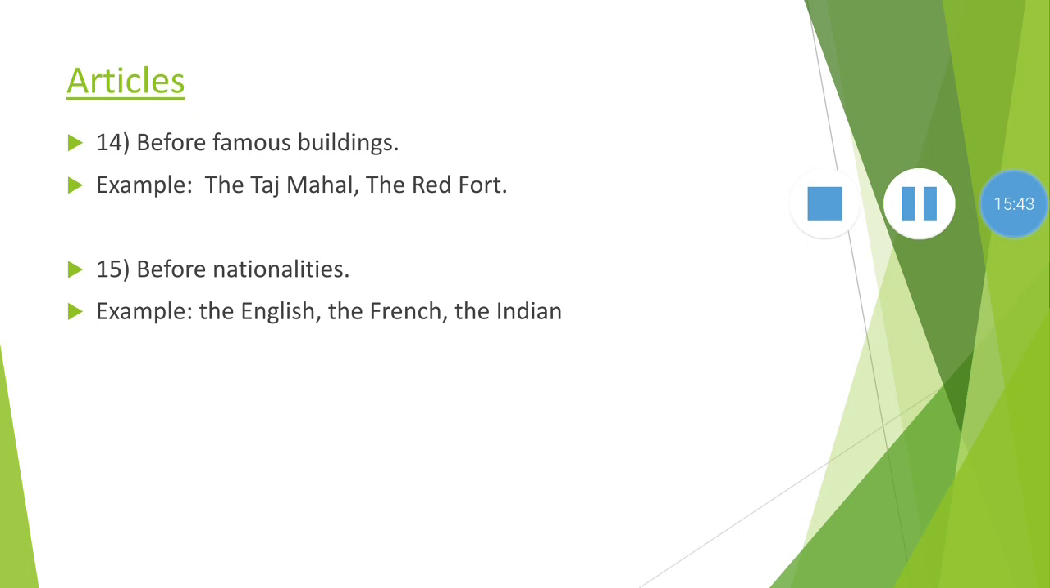Before the name of famous buildings, we use the article. Taj Mahal, so the Taj Mahal. Red Fort, the Red Fort. These are famous buildings, historical buildings. That's why we use the article before it. Last, before nationalities, we use the article, the English, the French, the Indian, etc.